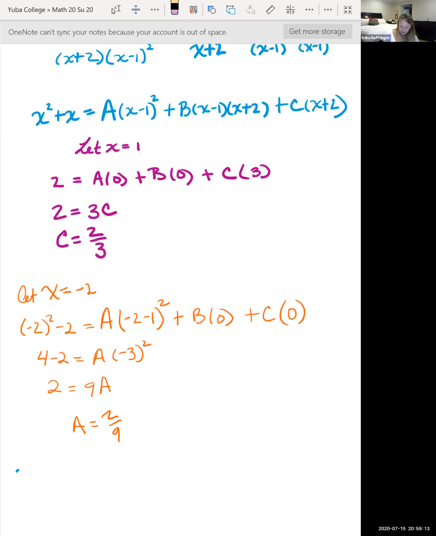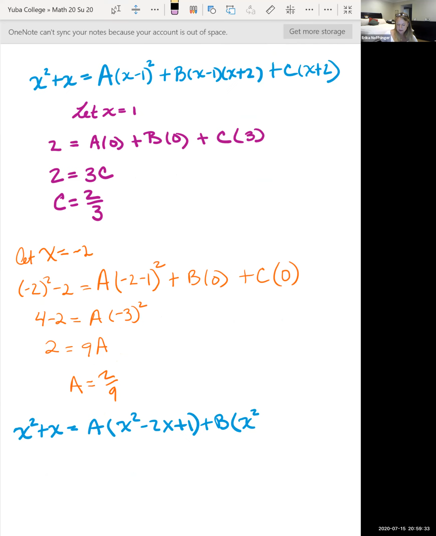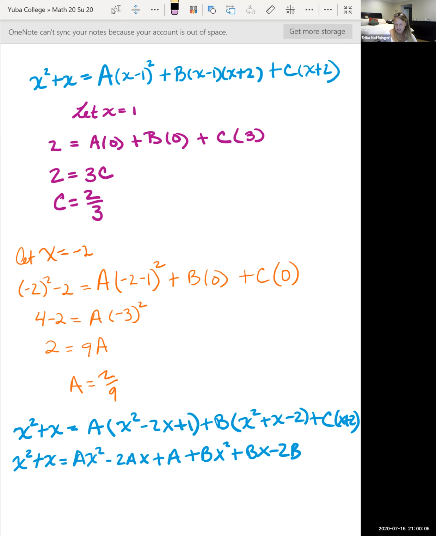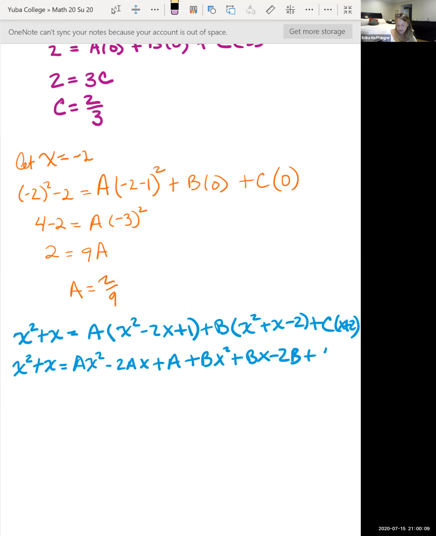if I had distributed, so this would have been x squared plus x equals A all times, foiling out (x minus 1) times (x minus 1) is x squared minus 2x plus 1. Plus B, if I foiled out (x minus 1) times (x plus 2), distributing and simplifying, I would get x squared plus x minus 2, plus C all times (x plus 2). To have x squared plus x equals, distribute my A, so Ax squared minus 2Ax plus A. Distribute my B, so I get Bx squared plus Bx minus 2B. And distribute your C, you get Cx plus 2C.